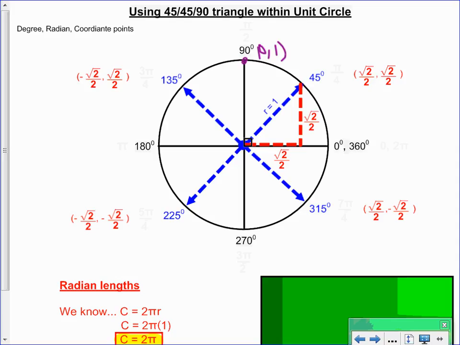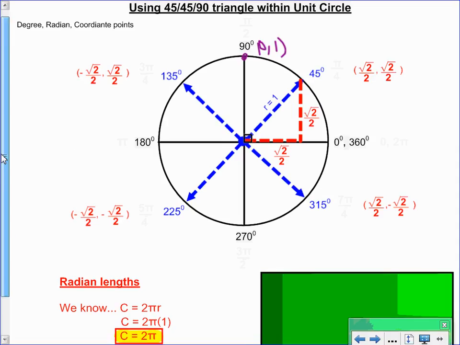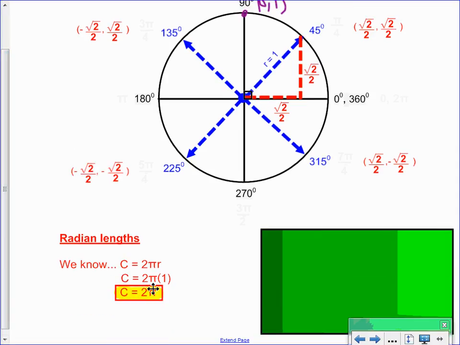The only thing we haven't gone over yet, other than the 30s and 60s, we'll get to that part, is how to convert to radians. To convert an angle to radians, first of all, you know that the circumference is 2 pi r, correct? Which means all the way around is 2 pi. That's why 360 is 2 pi, because that's the distance around the circle.